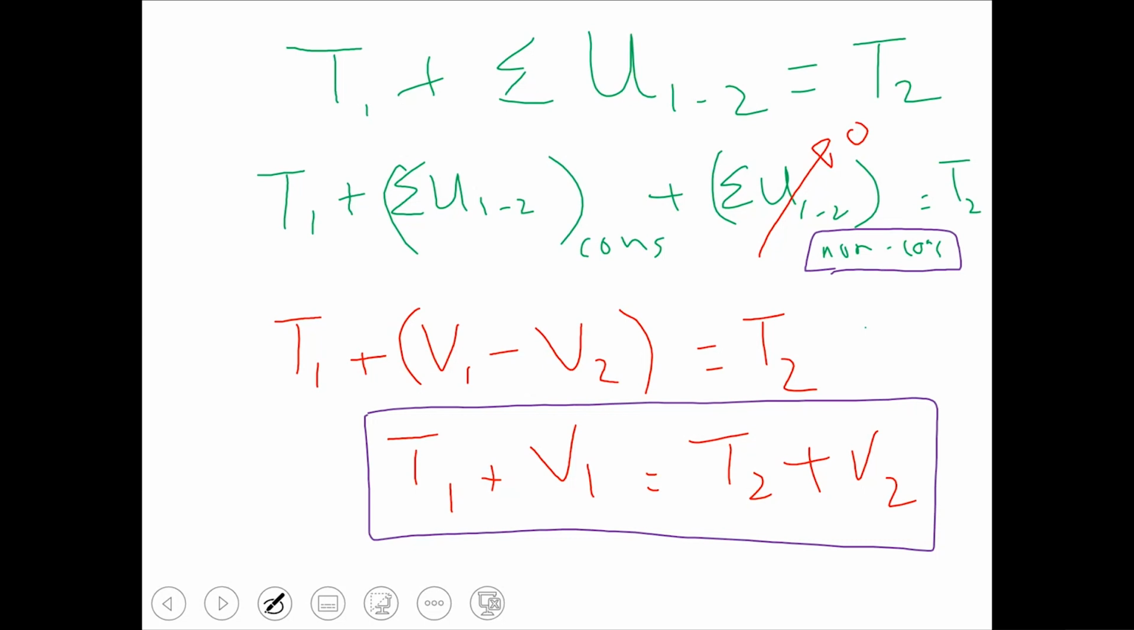That is, the sum of kinetic and potential energies at position 1 should be equal to the sum of kinetic and potential energies at position 2, provided that condition क्या है conservation of energy को apply करने की, there shouldn't be any non-conservative force acting on that particle during position 1 to position 2. So this is the principle of conservation of energy.